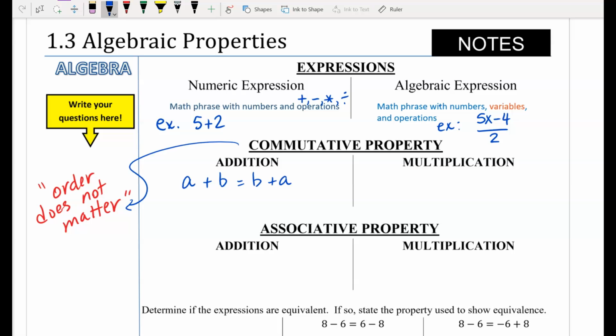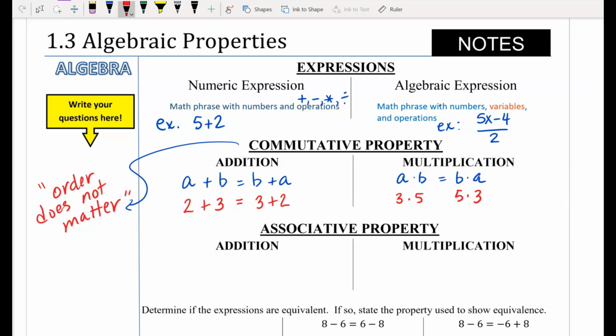And we can see this really easily with just numbers. If I add 2 plus 3, we know that that sum is going to be 5. I can change the order, 3 plus 2. It's still going to be 5, so that equality stays the same. When we have numeric expressions, it's easy to see, but this property can carry over to algebraic expressions, and that's why it's so important.